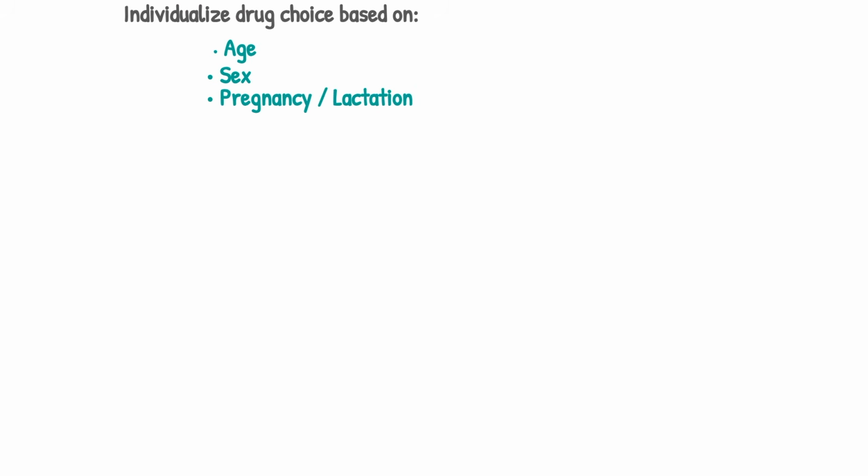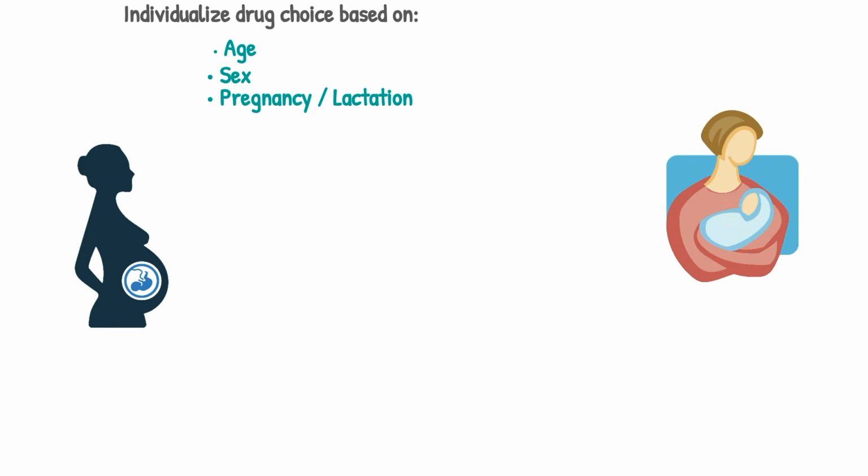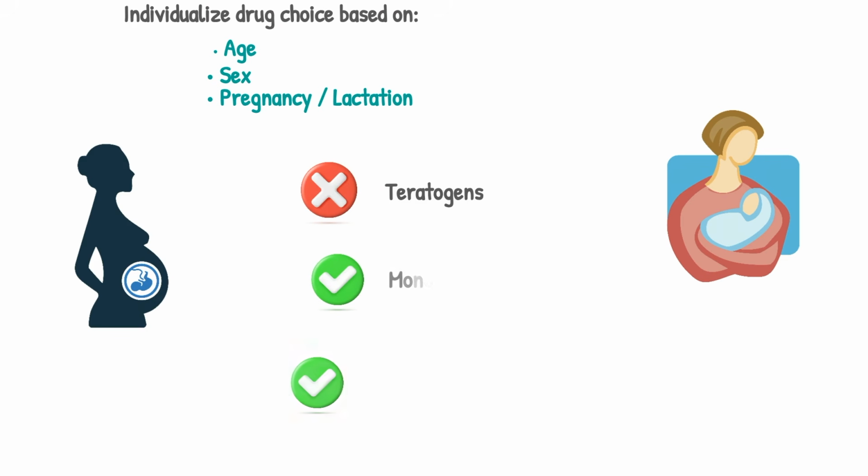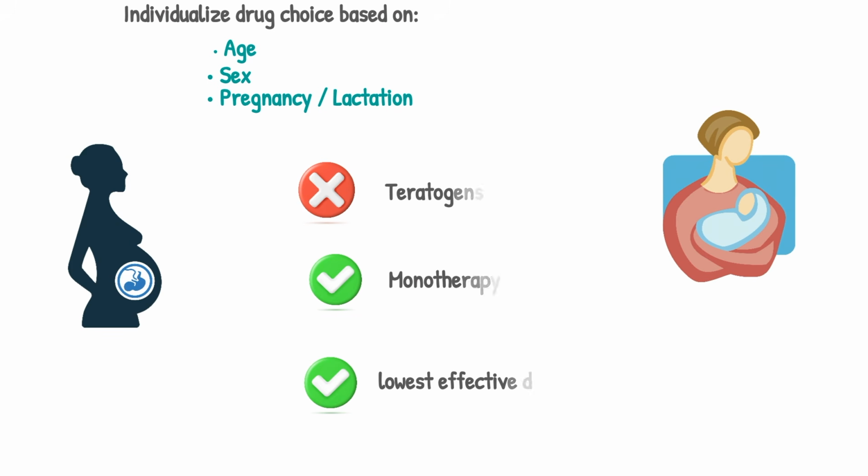In pregnancy and lactation, prescribing requires a careful risk-benefit analysis. Avoid known teratogens, use monotherapy at the lowest effective dose, and prefer drugs with established safety data. Untreated psychiatric illness can also harm both mother and fetus, so decisions must be individualized.